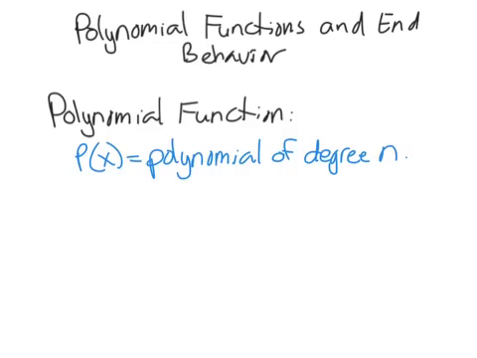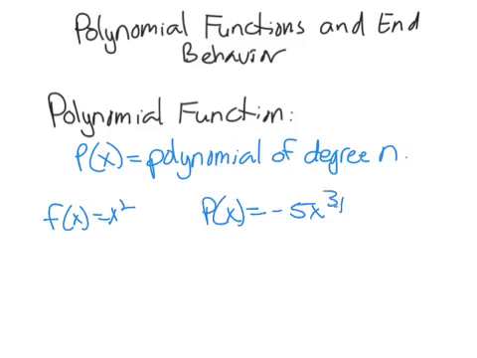Some examples of polynomial functions: f of x is equal to x squared. That's one of the most basic polynomial functions, but it can be anything. P of x is equal to negative 5x cubed plus 2x minus 3. That's a polynomial function. In the first case, this has a degree of 2, and in this one, this has a degree of 3 because it's always the highest exponent. It can be any degree.